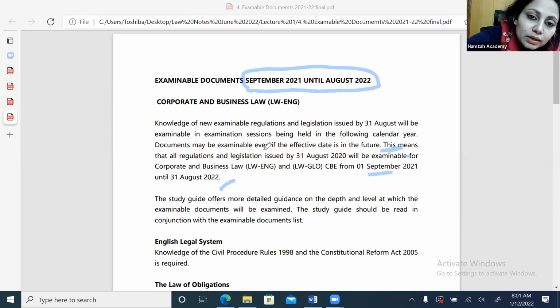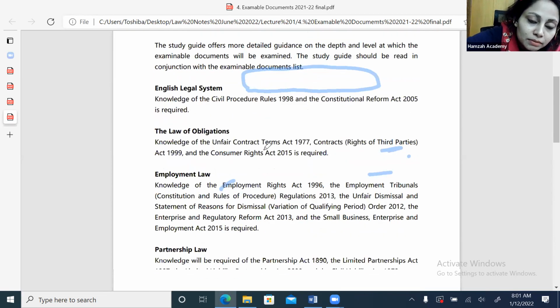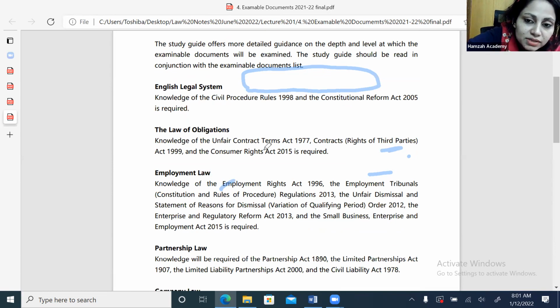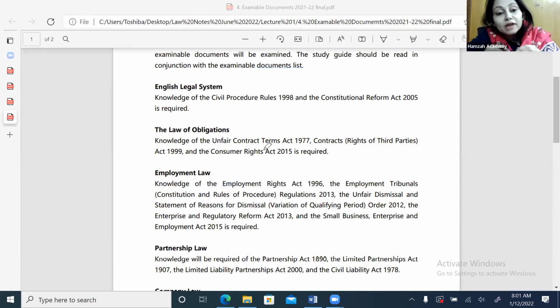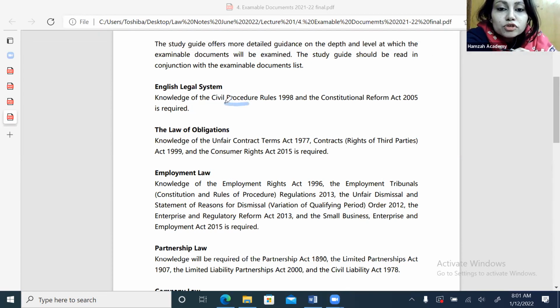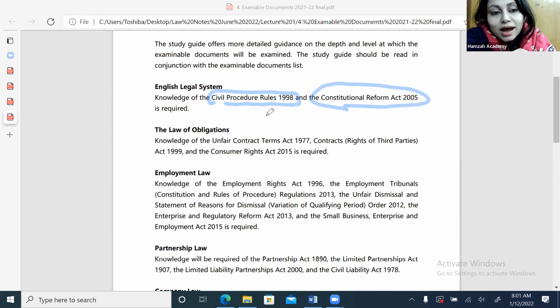Now let's have the knowledge about the very first content of our syllabus, and what we will study in that area: the English legal system. The very first area that we will initiate after a few minutes in this class is the English legal system, in which we will understand the Civil Procedure Rules, the Act 1998, and the Constitutional Reform Act 2005. What are the civil procedures? How are the matters dealt with? How are the problems solved? This will be studied in the English legal system.